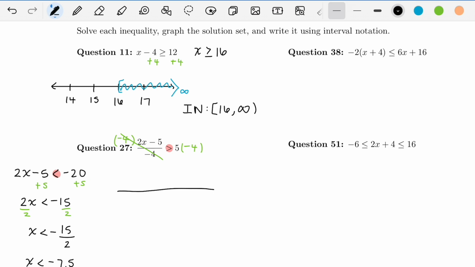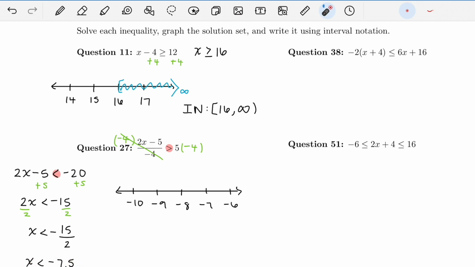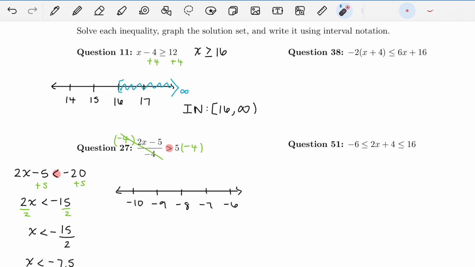Now we're going to want to graph this guy, so again we'll use our number line here. We'll label this here. All right, and so our solution set is going to consist of all numbers that are going to be less than -7.5 here. And we have a less than symbol, so we're going to be using a parenthesis. We're not actually going to be including this value.